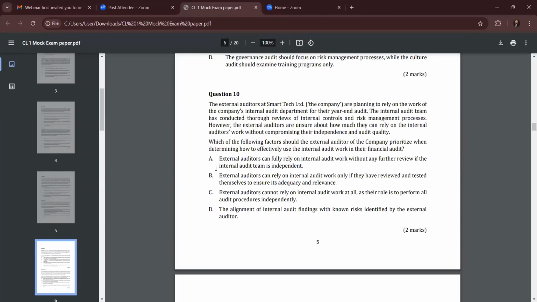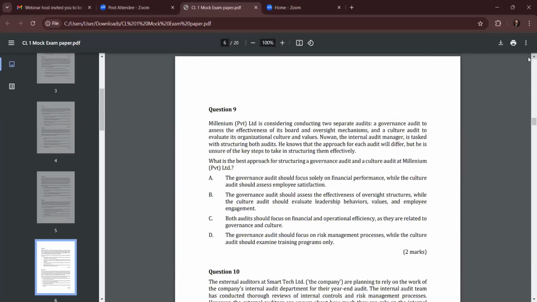Answer is B. External auditors can rely on internal audit work only if they have reviewed and tested themselves to ensure adequacy and relevance. The answer is B, children. Right? Answer is B. Right?